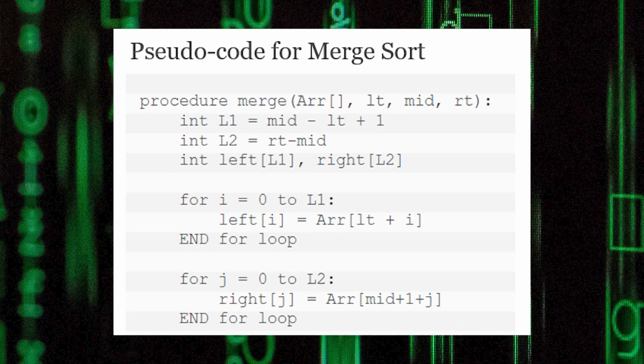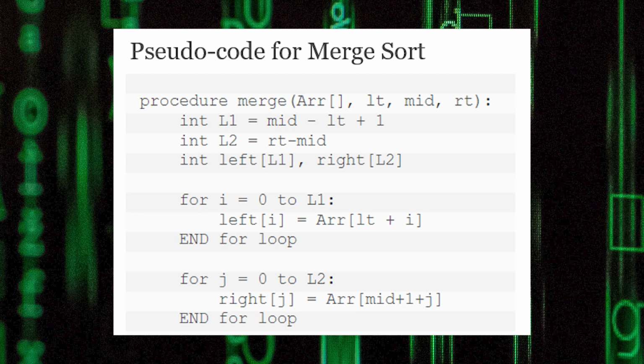Here the procedure is defined where array, it, meet and rt variables are defined, where int L1 is equal to meet minus it plus 1. Here int L2 is equal to rt minus meet. Here the left L1 and right L2 variables are defined. In the first phase, all the variables which are going to be used in merge sort are defined.